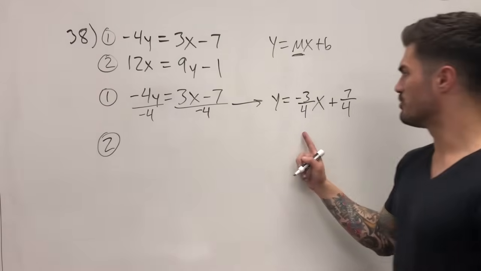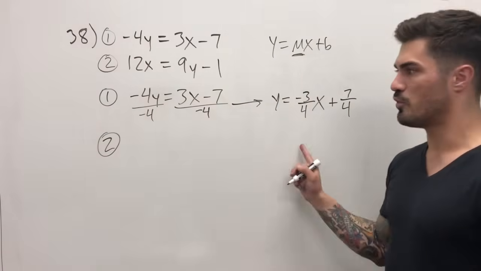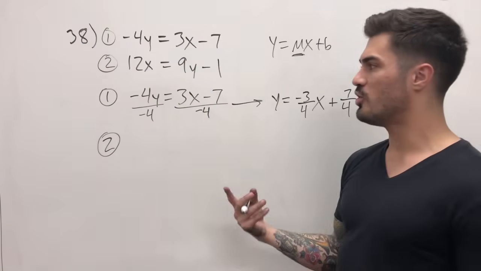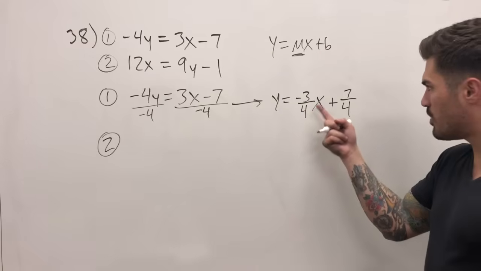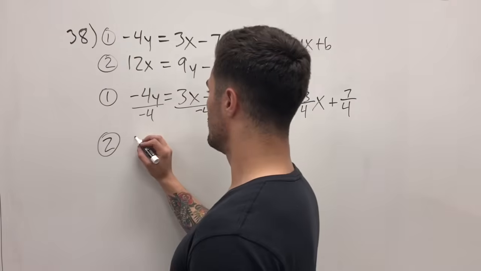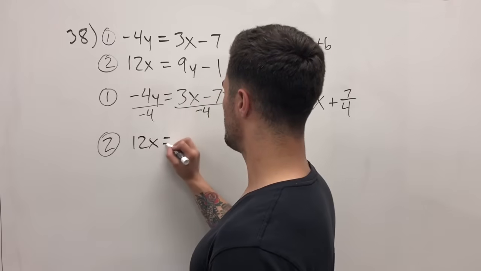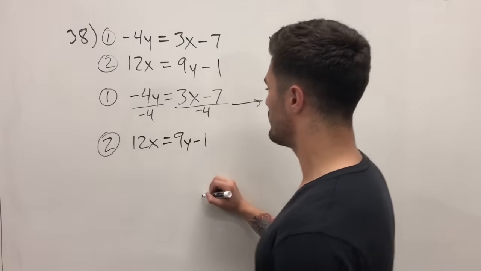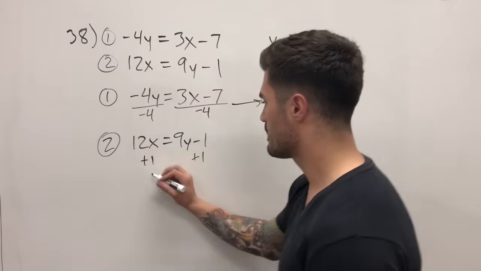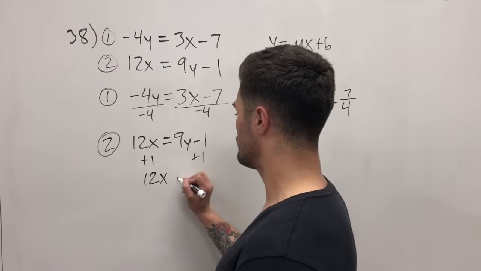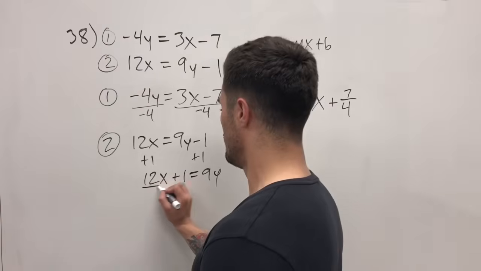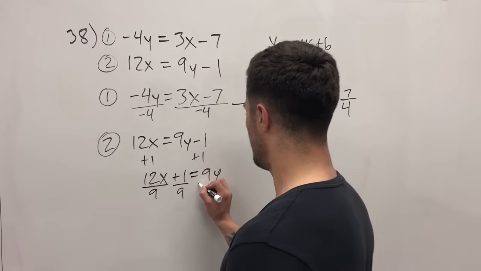All right, so we know my slope for this line is negative 3 over 4, okay? So if this line has the same slope, then it's going to be parallel, and if it has, you know, positive 4 over 3, then it's going to be perpendicular. So I need to solve for y again. So let's see, 12x equals 9y minus 1. I'm going to add 1 to both sides, plus 1, plus 1. I get 12x plus 1 equals 9y. Now I'm going to divide both sides by 9. So everything, 9, 9, 9.